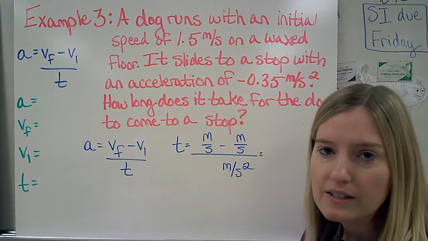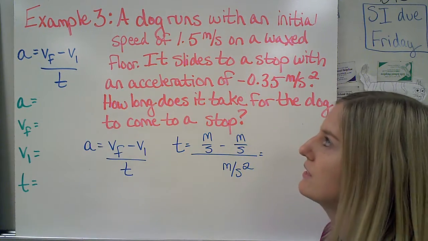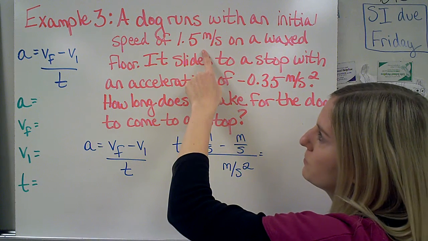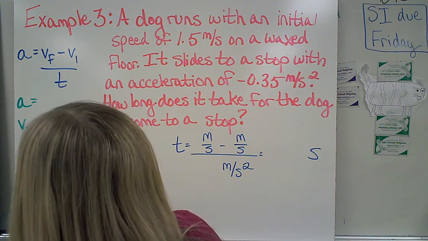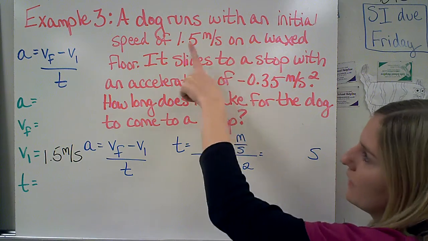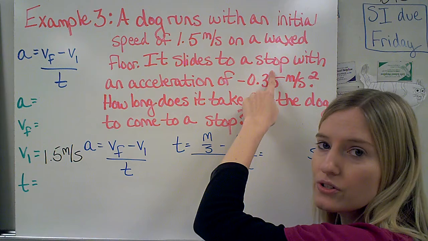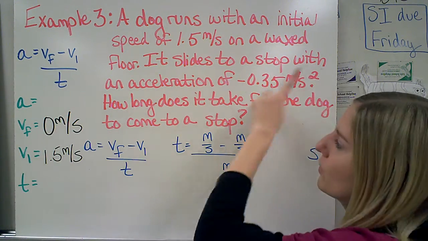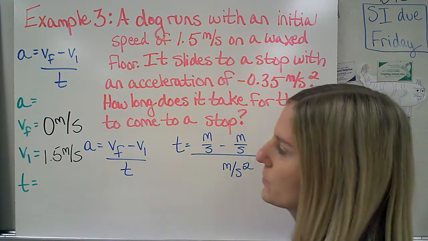As we've seen with our speed examples, we're not always going to be able to use the equation just as it's given. So in this example, I have a dog runs with an initial speed of 1.5 meters per second. So I'm going to write that down right now. Initial speed, 1.5. Okay, so 1.5 meters per second on a waxed floor. It slides to a stop, so final velocity is 0. With an acceleration of negative 0.35 meters per second squared.